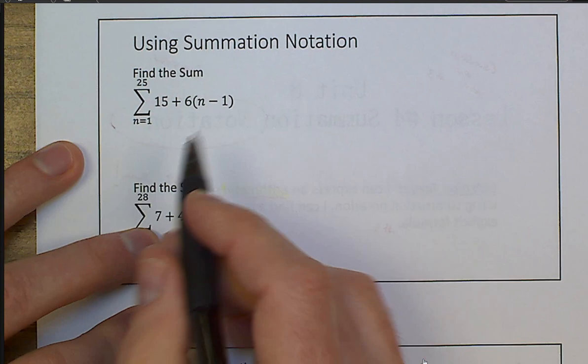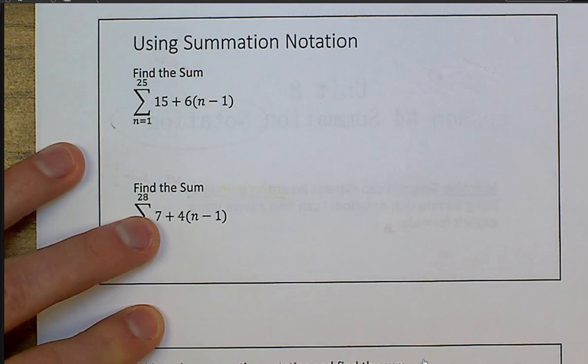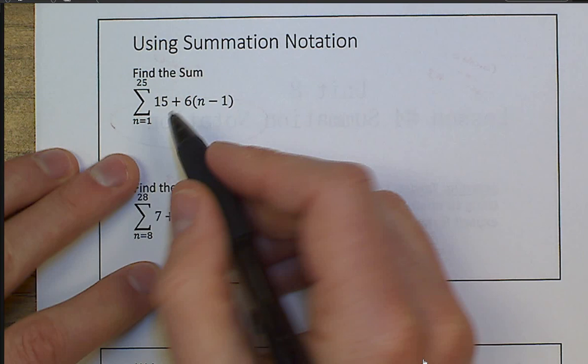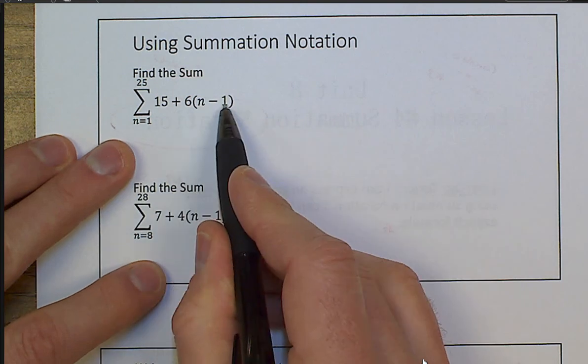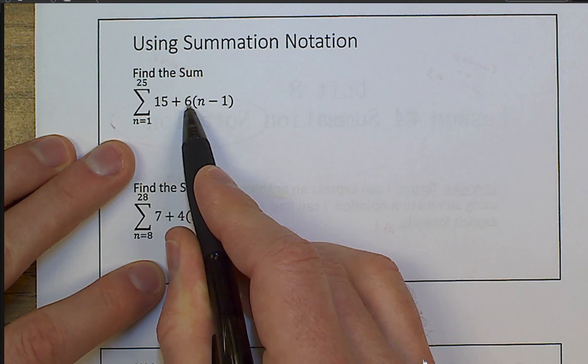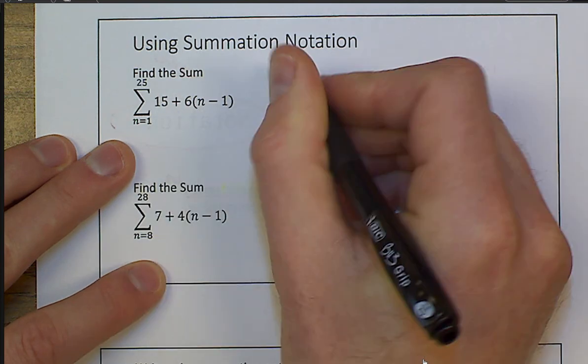If you want to, write out the first few terms of this. We plug in a 1. 1 minus 1 is 0, right? 1 minus 1 is 0. 0 times 6 is 0. So all we'd be left with is 15. So my first term is 15.